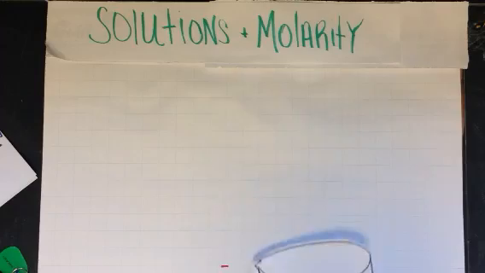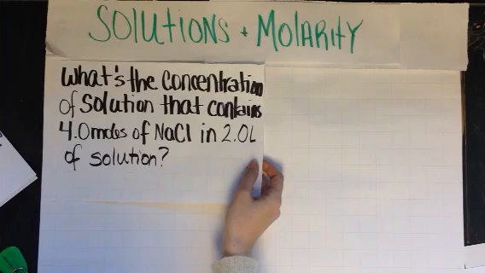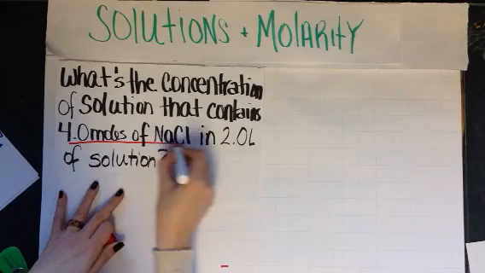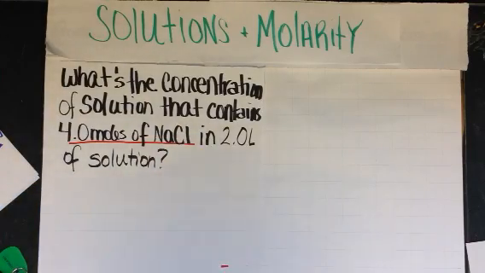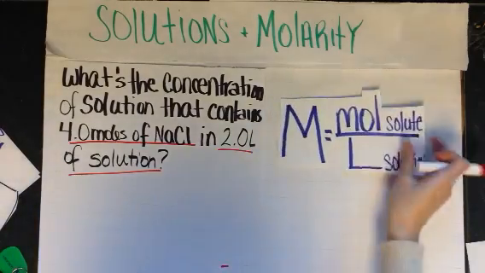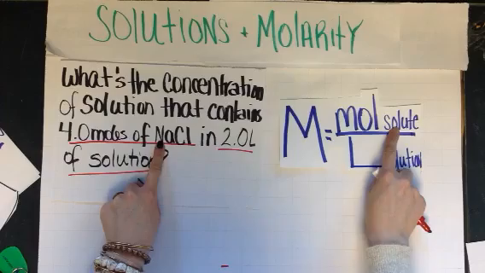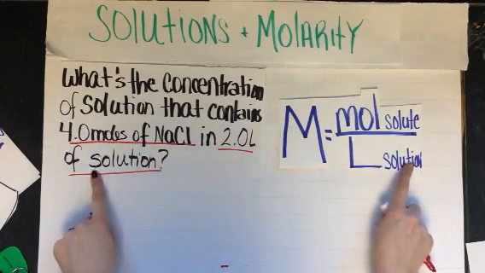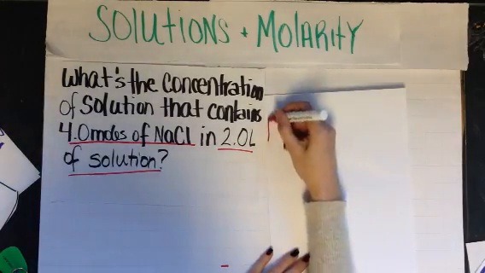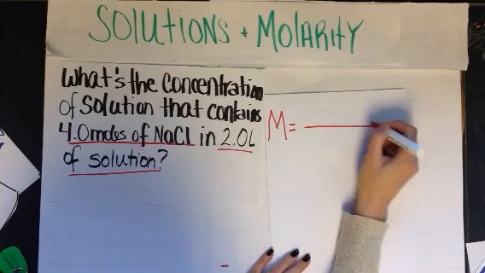So let's take a look at some examples. Here we go, our first example. What's the concentration of a solution that contains 4.0 moles of NaCl? Right away I can tell that this is my solute in 2.0 liters of a solution. I bring back my equation here: moles of solute over liters of solution. So all I have to do then is take these numbers and divide them by each other.